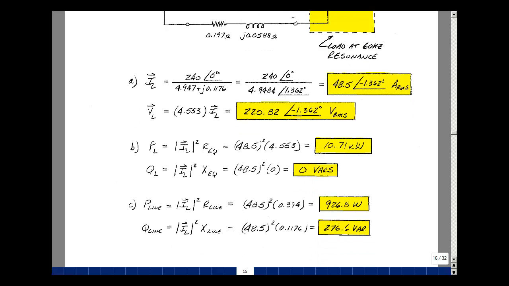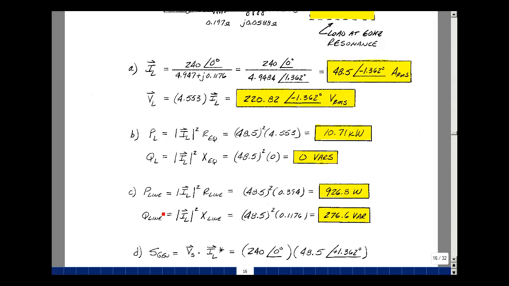Now the power that's in the lines, again, is going to be real and imaginary. So our real power is the magnitude of the current squared times the total resistance of the wires, and that's again one going to and one from the load. But now this has gone down, so our power absorbed by the wires has dropped to 926.8 watts.